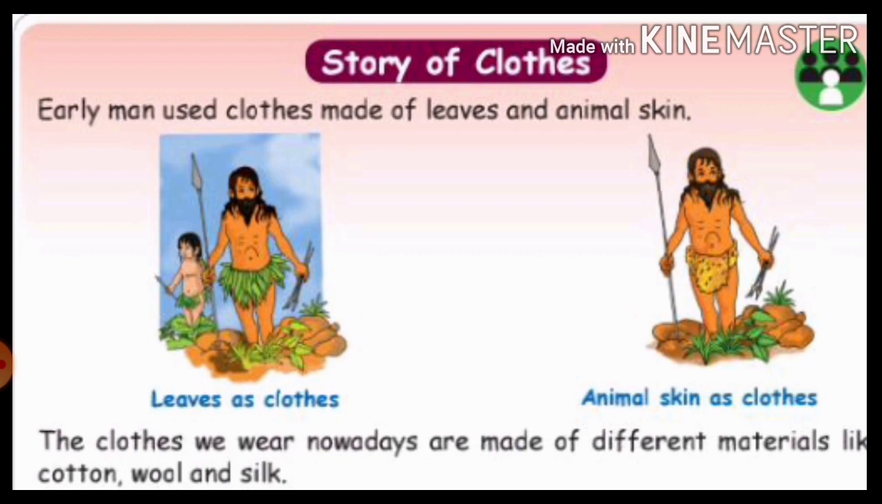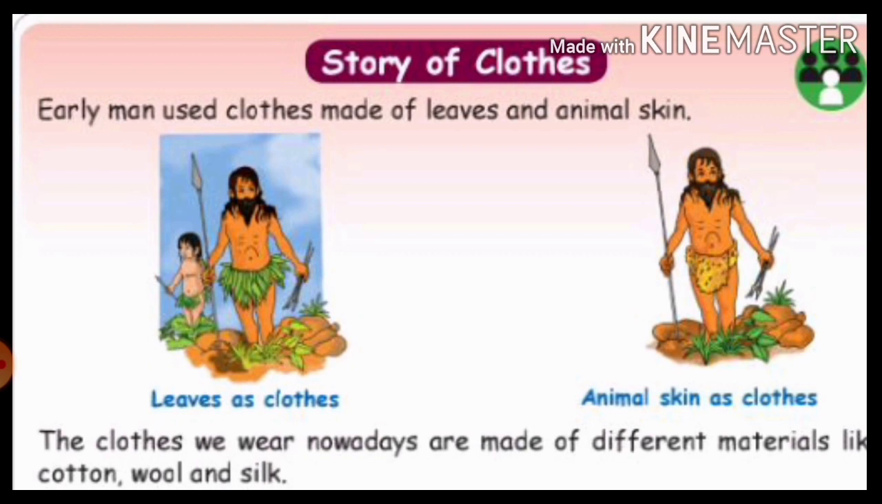The early man used clothes made of leaves. Can you see the picture? Leaves as clothes. And see the right side. The early man used clothes made of animal skin. Animal skin as clothes. So in the early stage, man used clothes made of leaves and animal skin.